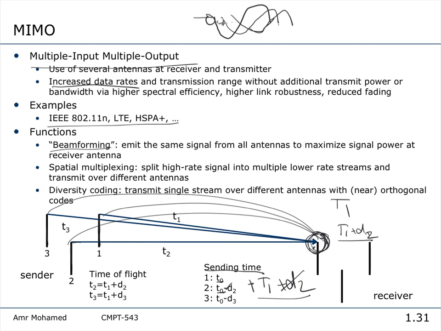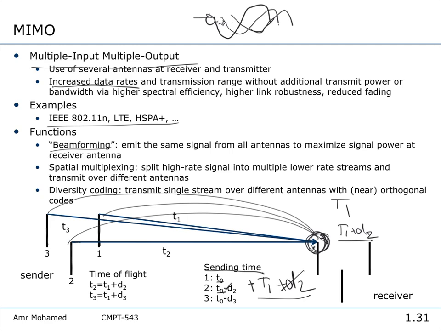So how do we estimate the distances? Signal strength. We know how to do this, right? Signal strength. If we know the transmitted power, it's known. Okay. So we measure the signal strength. We can estimate the distance more or less.